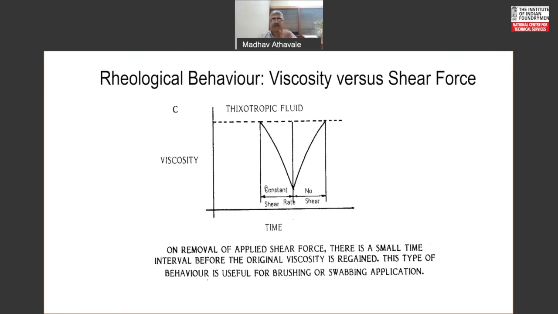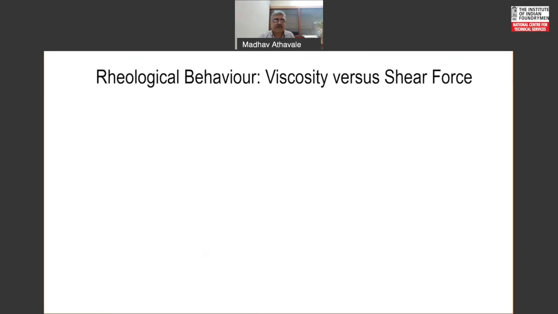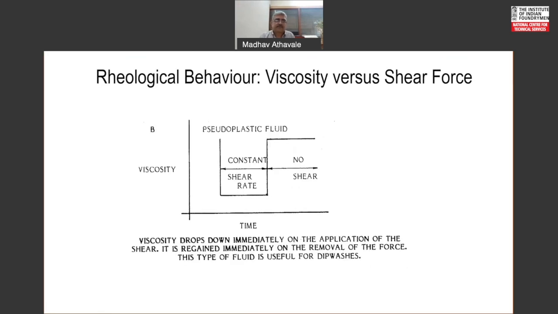So we need this kind of thixotropic behavior for coatings which are brushed or swabbed. They allow the application of highly filled coatings, that means filler levels are high, onto the surface, and at the same time give you relatively better surface finish because it levels off. Let's look at the other extreme.